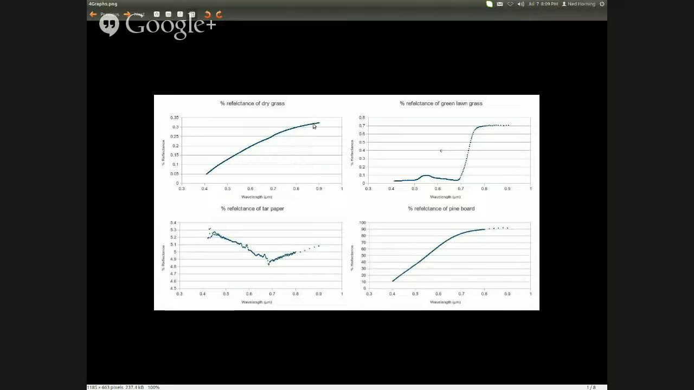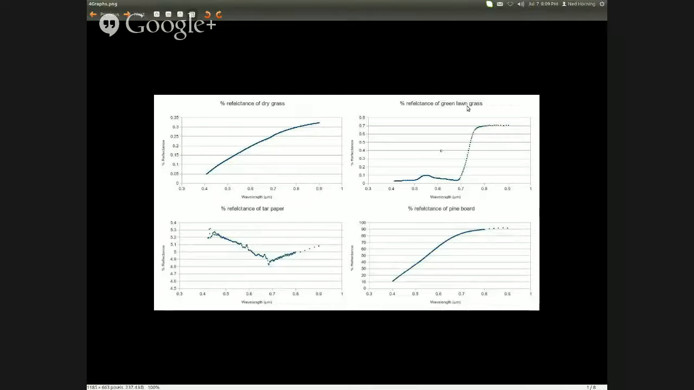Super, thank you. So here I just have some spectral plots for four different types of materials. The one in the upper left is for dry grass. Here we're going from 0.4, the blue part of the spectrum, then 0.5 is green, 0.6 would be red, then at 0.7 we're getting into the near infrared, and it's almost a straight line. It has a bit of a curve to it.